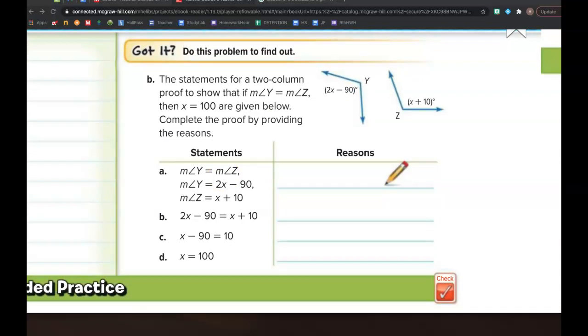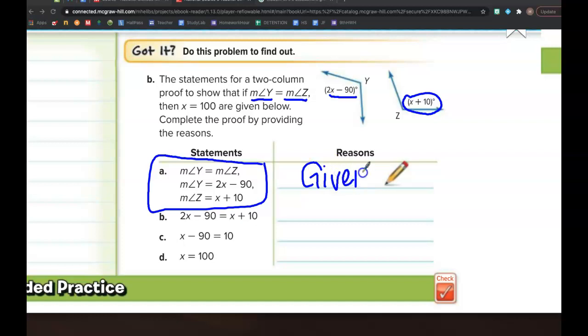Okay, so they're going to give us that the measure of angle y equals the measure of angle z. And then if you look at the picture, they also tell us that the measure of angle y is that, and the measure of angle z is this. Okay, so that's our given. So they rewrote that in this column right here. So this is our given. We were told that.